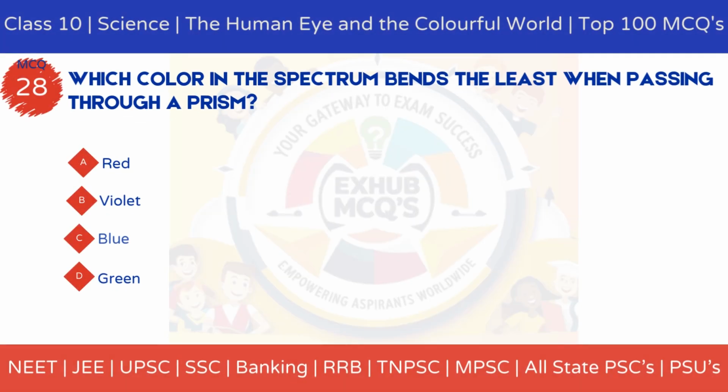MCQ 28. Which color in the spectrum bends the least when passing through a prism? Option A, red. Option B, violet. Option C, blue. Option D, green.